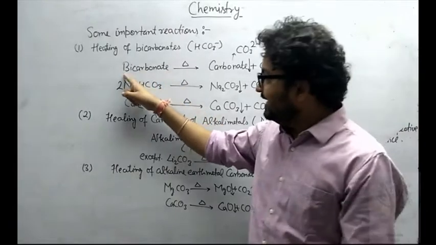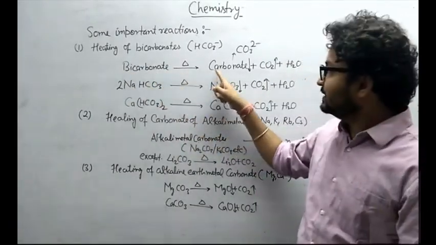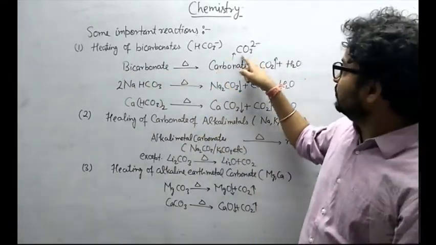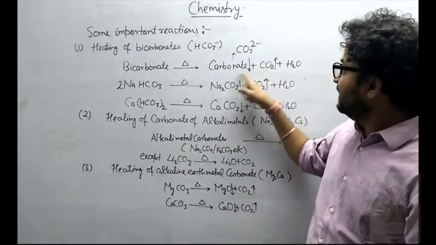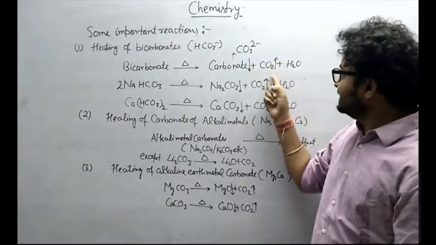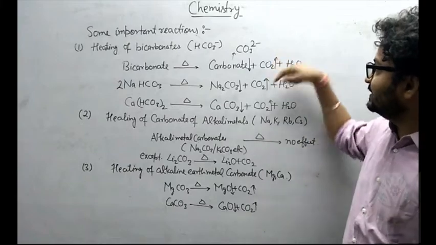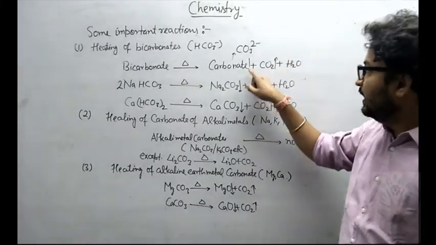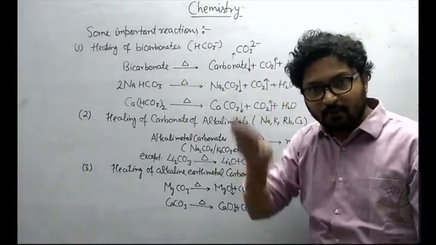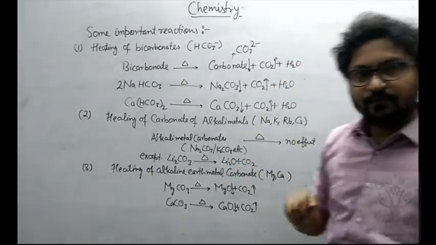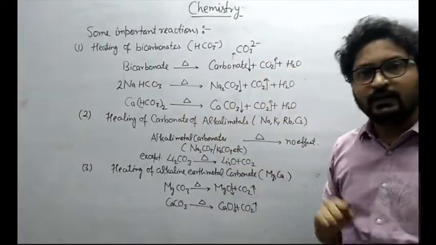So if you heat any bicarbonate, you get carbonate. Carbonate means CO3 2 minus ion, plus CO2. CO2 is evolved. This arrow going up means that CO2 is being liberated. This arrow down means it is getting deposited. And plus H2O. Okay, so this is a general reaction for heating of bicarbonate.